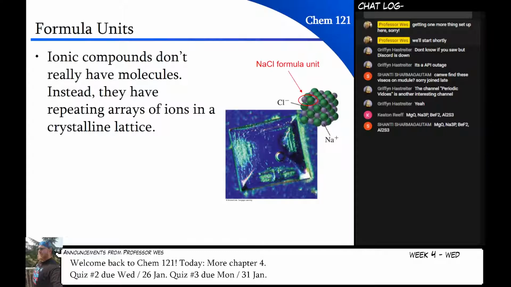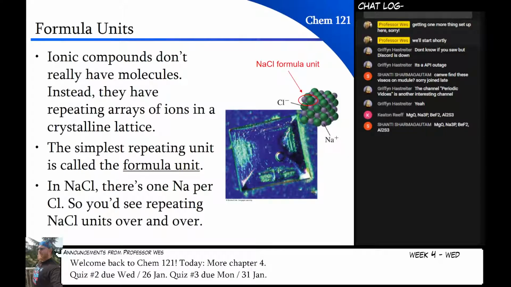Now, in case you were curious, and I believe that I showed this picture earlier on, this is what an ionic compound looks like. It is just a repeating array of ions over and over and over and over. And they are not molecules. This is why we can't say molecular compound for ionic. We have to say ionic compound instead.